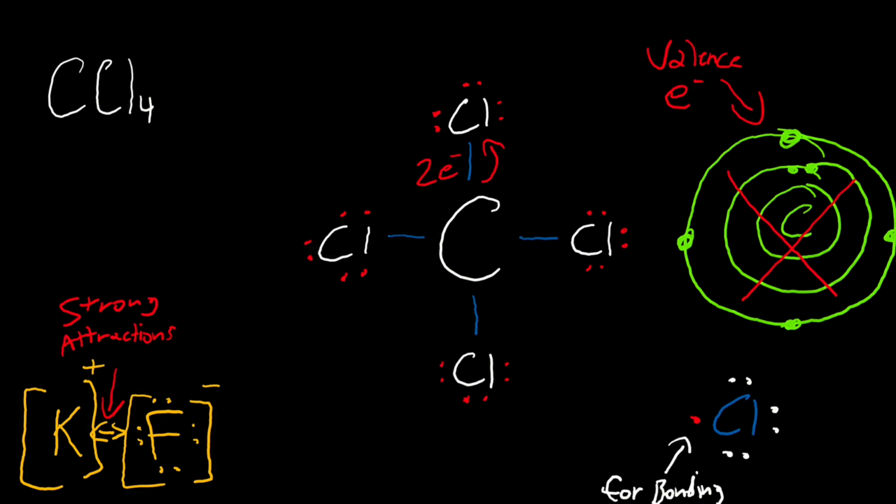If we were to count it up, we can see that there are 4 bonds around carbon. If each of them count as 2 electrons, then that means the carbon has 8 electrons. And for all the chlorine atoms, they have 3 lone pairs of 2, equating to 6, plus the 2 from the bond. So everything is stable.